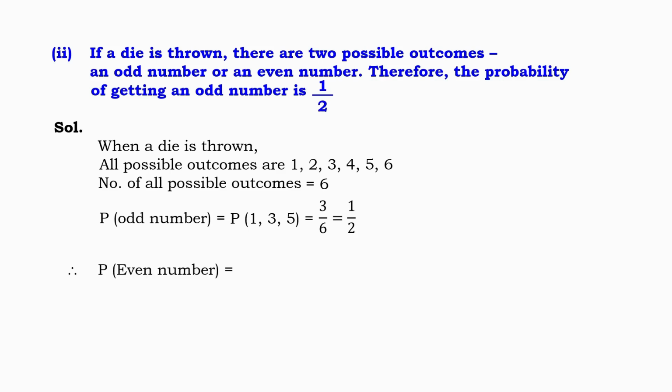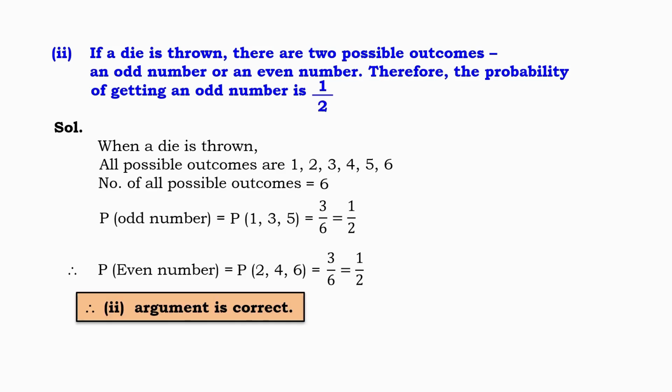And the probability of getting an even number: what are the favorable outcomes? 2, 4 and 6. The number of favorable outcomes here is 3. So 3 by 6 is also equal to 1 by 2. So whatever is mentioned in this argument is absolutely correct. In both scenarios, getting an odd number or an even number when throwing a die will be equal to 1 by 2.